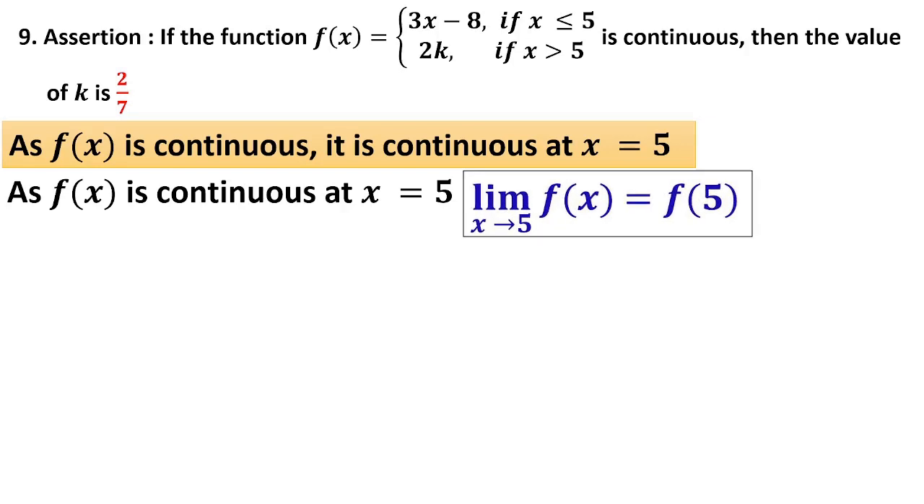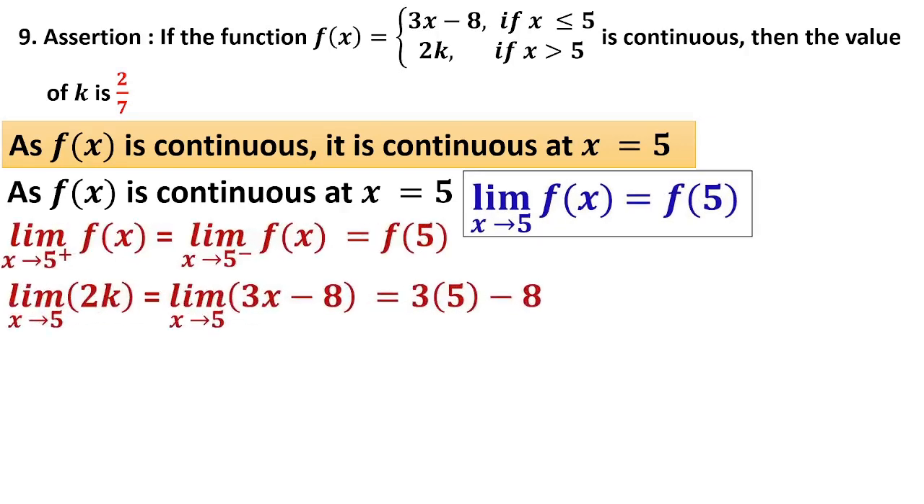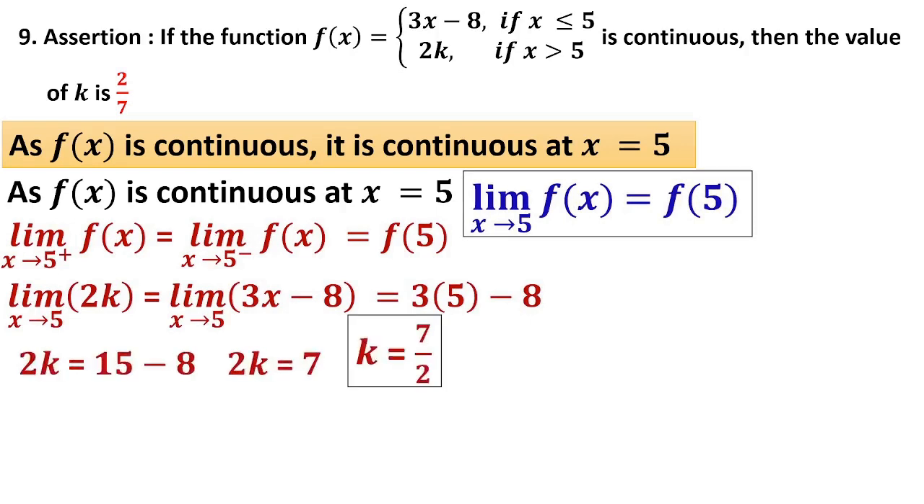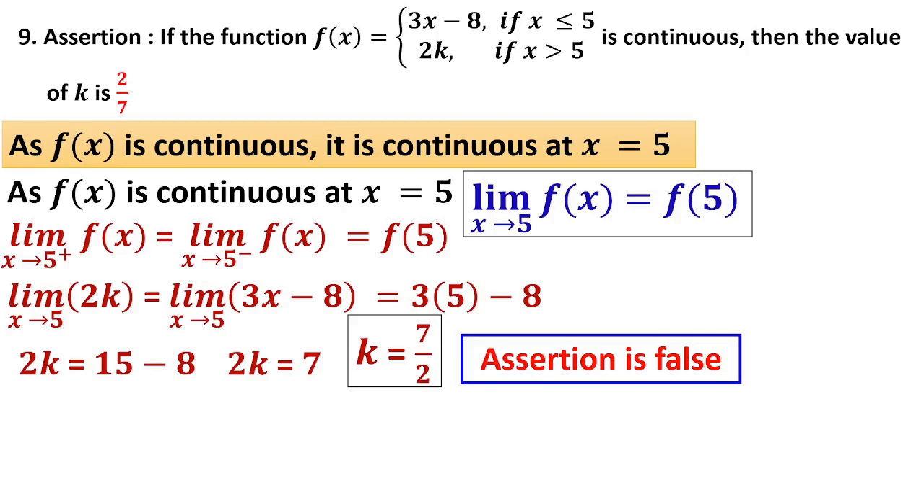It is continuous, therefore we are using that limit value is equal to functional value, that is, right limit and left limit values are equal to f of 5. When I apply it, I am getting k is equal to 7 by 2, but it is given as k is 2 by 7. Therefore, assertion is false.